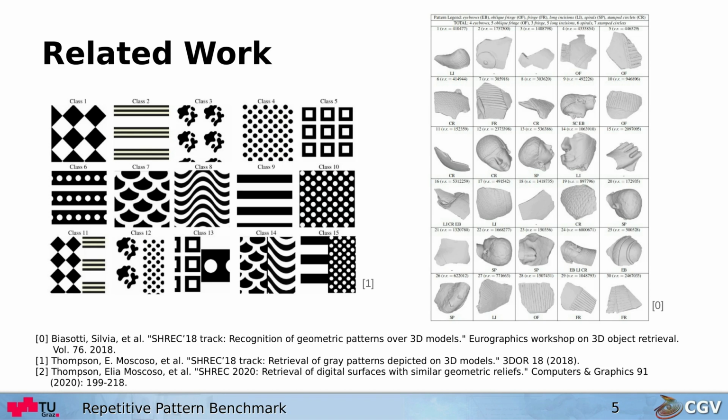And finally, 2020's track Retrieval of Digital Surfaces with Similar Geometric Relief, also by Moscoso-Thompson et al., had a dataset with 11 different geometric reliefs. The task here was to detect groups of objects with similar geometric reliefs regardless of the object shape. For this track, machine learning as well as engineered approaches have been submitted, whereas the prior yielded the best results.